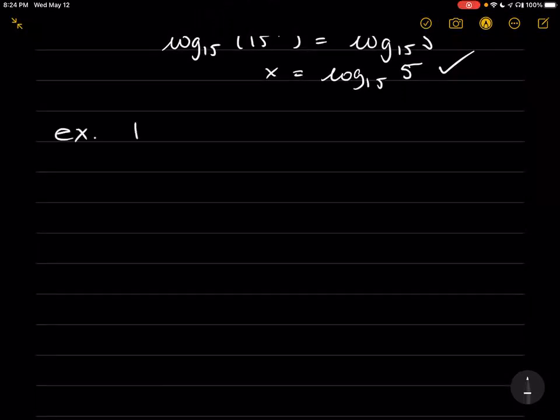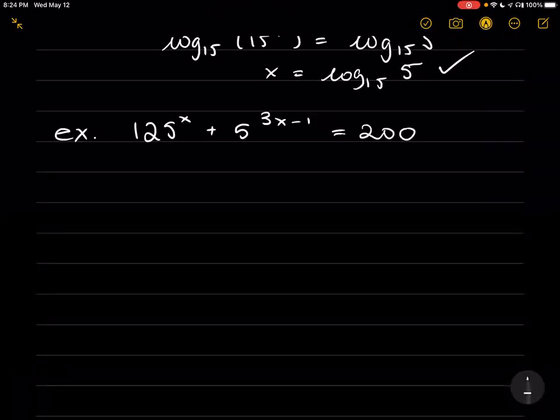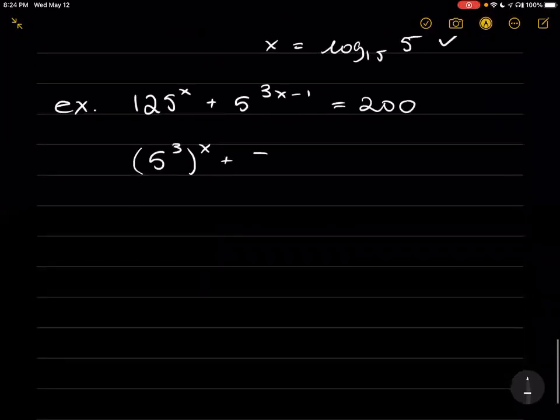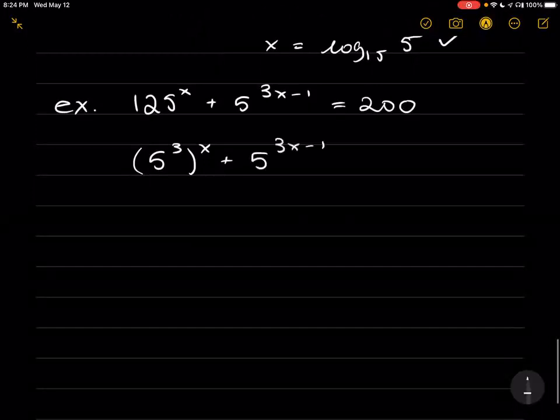Let's go ahead and do 125^x plus 5^(3x minus 1) equals 200. Okay, 125, as I mentioned previously, is going to be 5 cubed. So I'm going to go ahead and write that. So we have (5 cubed)^x plus 5^(3x minus 1) equals 200.